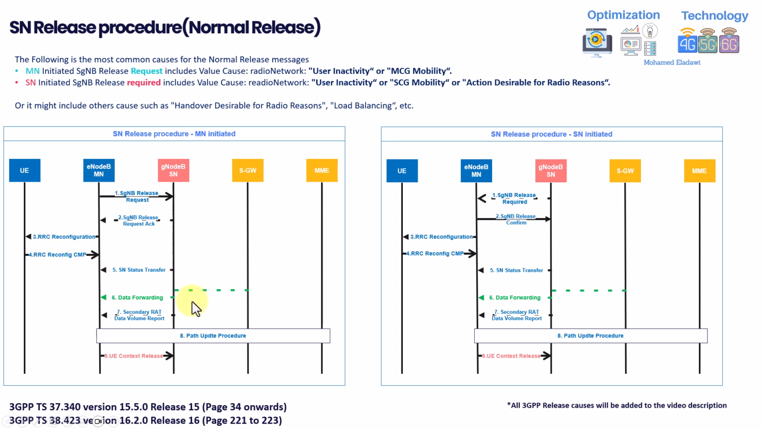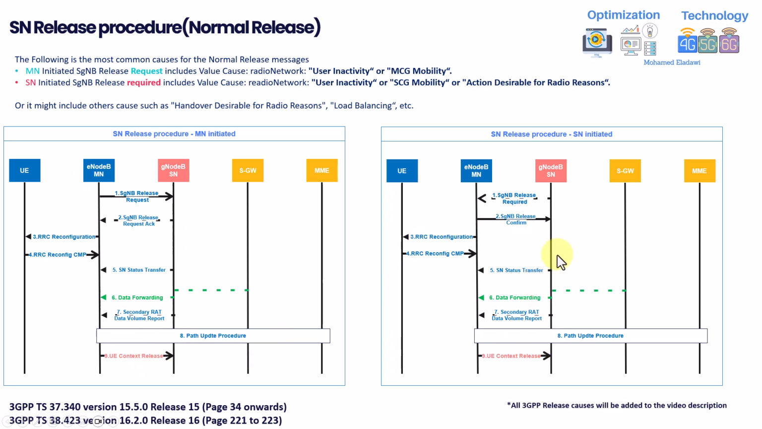Once this procedure is completed, there will be a path switch, so the path needs to be changed from serving gateway to GNode B, to now being from serving gateway to eNode B, because we already released the secondary node and released the 5G in general. Then after that, the eNode B will send the UE context release to the GNode B, telling it that we successfully released the resources.